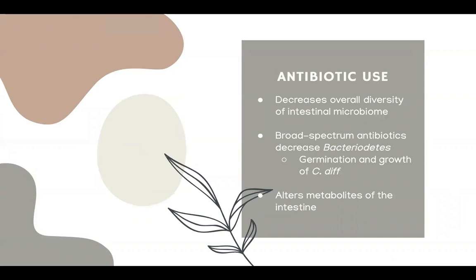Antibiotic use decreases the overall diversity of the intestinal microbiome. Specifically, broad-spectrum antibiotics decrease the amount of bacteroidetes, which allows germination and growth of pathogenic microorganisms such as C. diff. When the gut microbiota changes, the number of metabolites in the intestine are also affected, which alters bacterial fermentation. This decreases the amount of fatty acids while increasing carbohydrates and amino acids, which allows C. diff to use these metabolites for germination, colonization, and growth.